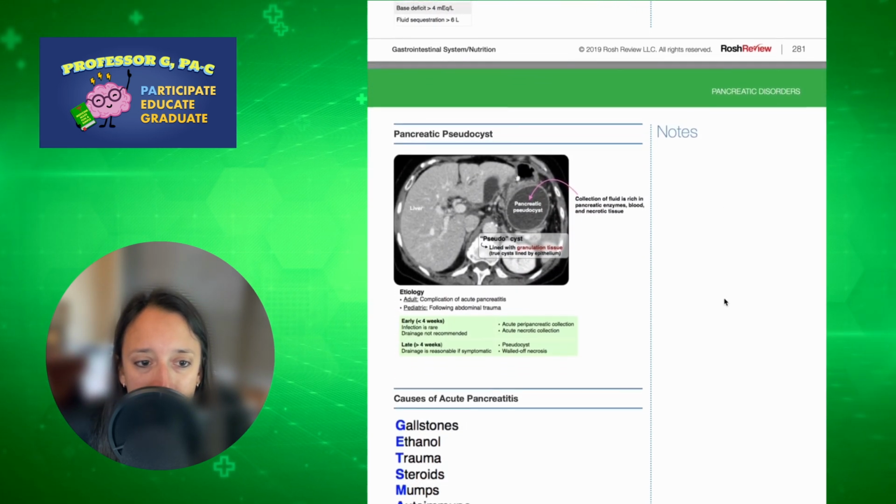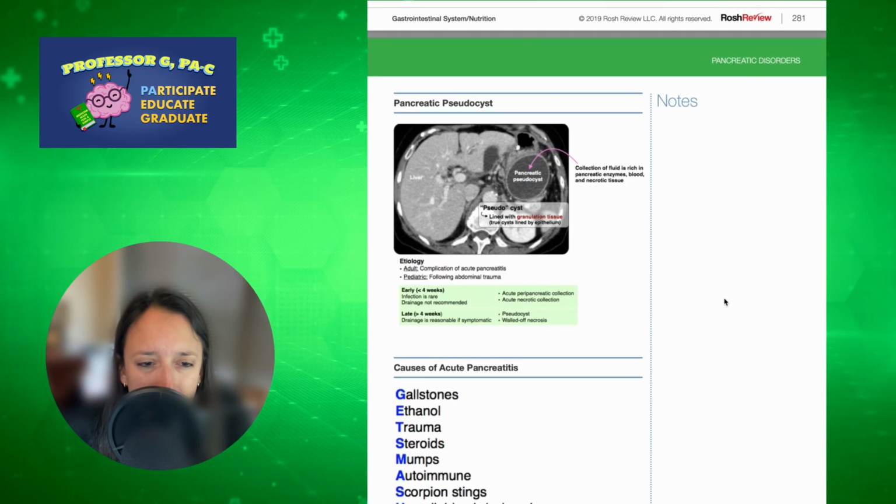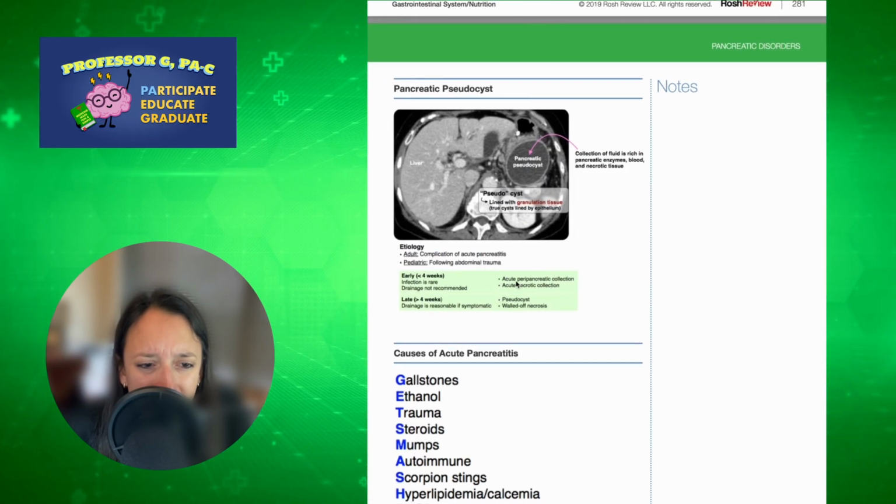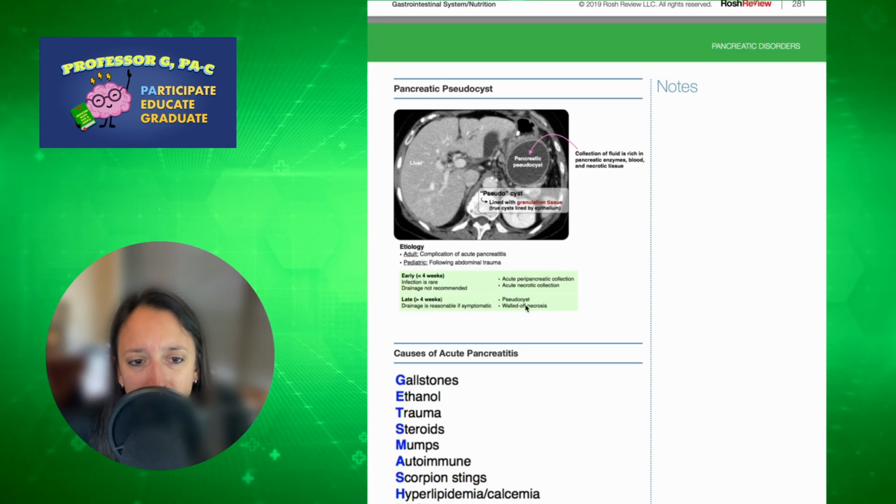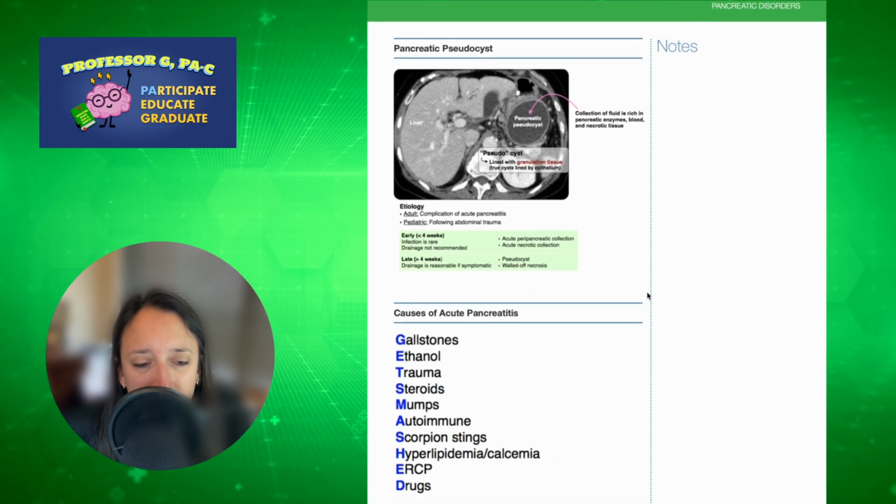A pancreatic pseudocyst we can see after acute pancreatitis. It's a complication of that. And if we see one, we want to figure out whether it's early or late, and we might need to drain it and take a look at that.